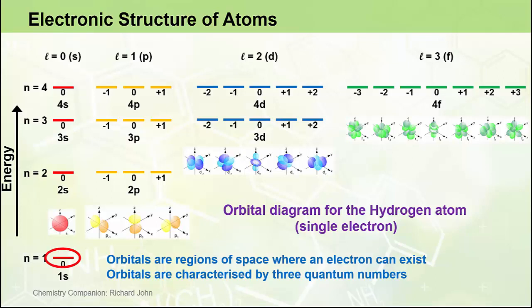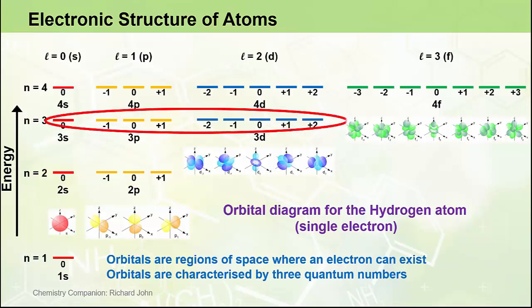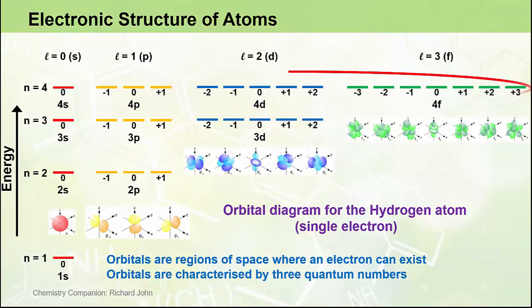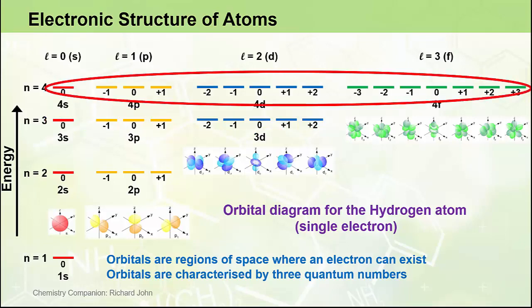The last thing to point out on this diagram is that there is 1 orbital in the n equals 1 shell. And just note that 1 squared is 1. There are 4 orbitals in the n equals 2 shell, and note that 2 squared is 4. There are 9 or 3 squared orbitals in the n equals 3 shell, and there are 16 or 4 squared orbitals in the n equals 4 shell.